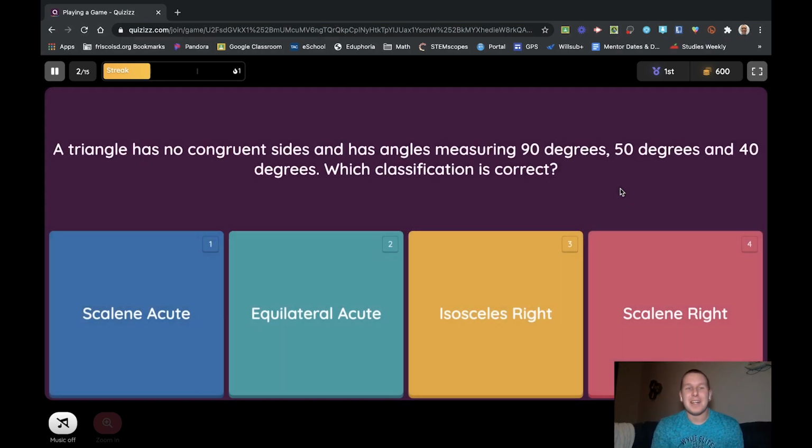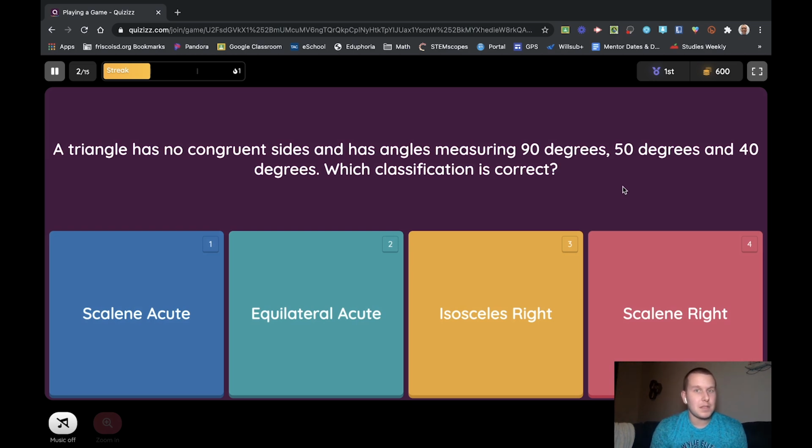All right, number 2. A triangle has no congruent sides and angles measuring 90, 50, and 40 degrees. Which classification is correct? Scalene acute, equilateral acute, isosceles right, or scalene right. Something that I know here is that it has a 90-degree angle in it. So that means it has a right angle, so it's a right triangle. So these 2 are not going to be right. I need to be careful. If I accidentally click on it, the video would be over. So it's going to be between isosceles right and scalene right.